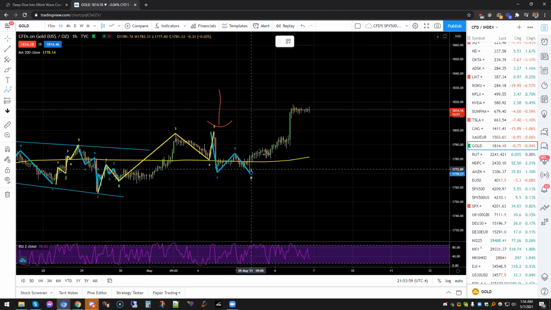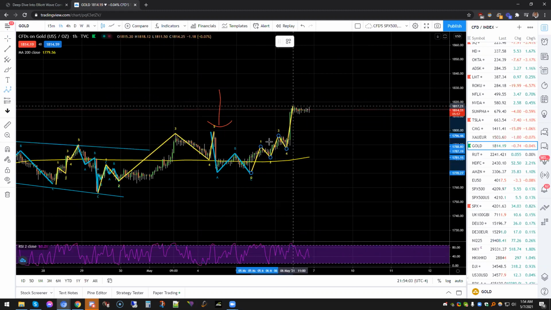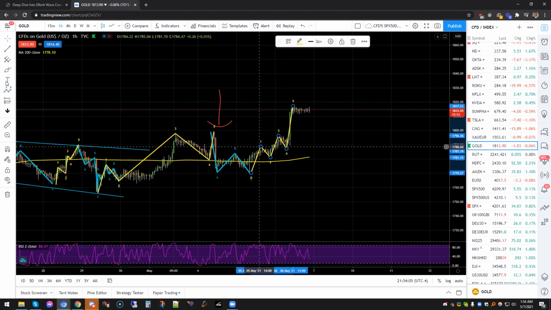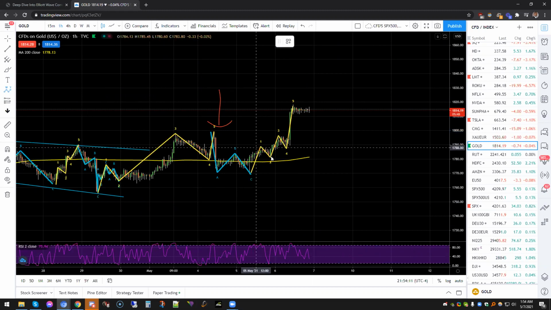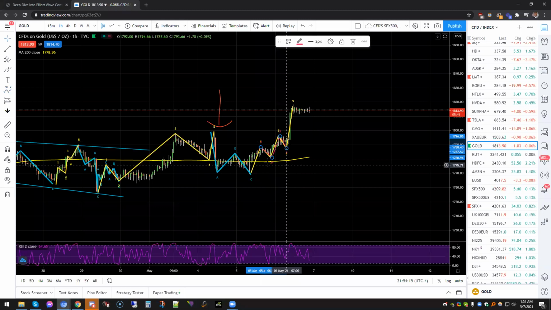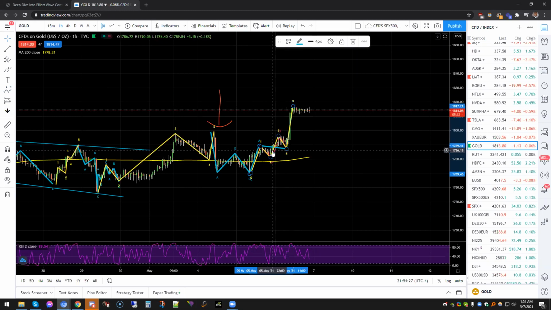We can say this is 1, 2, 3, 4, 5. But remember, I said this part I would look at more as a flat pattern formation. I'll label it WXY. So something like this, WXY. Okay, and this would be a 3-wave move to the upside, which would look like this. 1, 2, and 3.